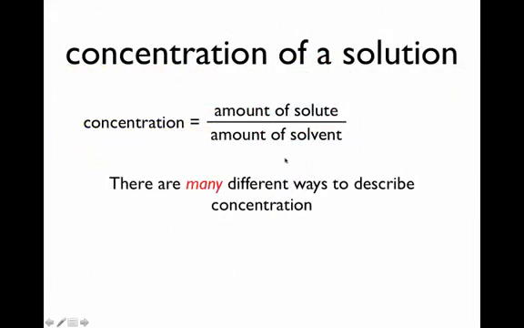Again, I'm just re-showing you the formula here. This is a very general formula for concentration. How much stuff is dissolved divided by how much stuff is doing the dissolving. It turns out that there are many different ways of calculating concentration, and they all have this basic idea behind them. They all have this basic equation behind them, but there are actually many different equations, and they differ from each other in little ways.